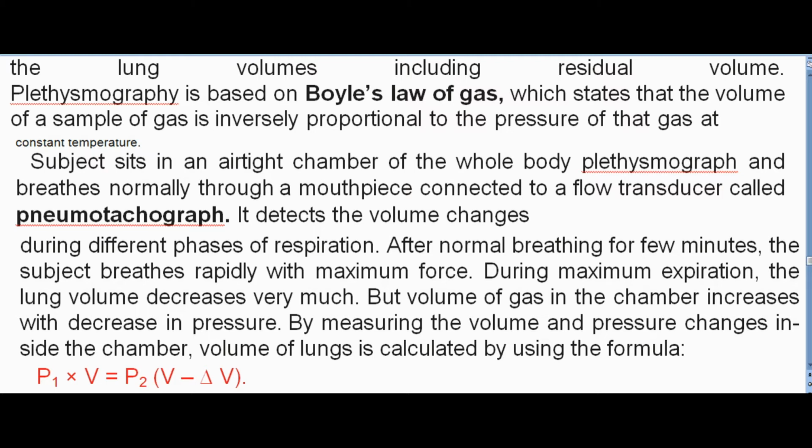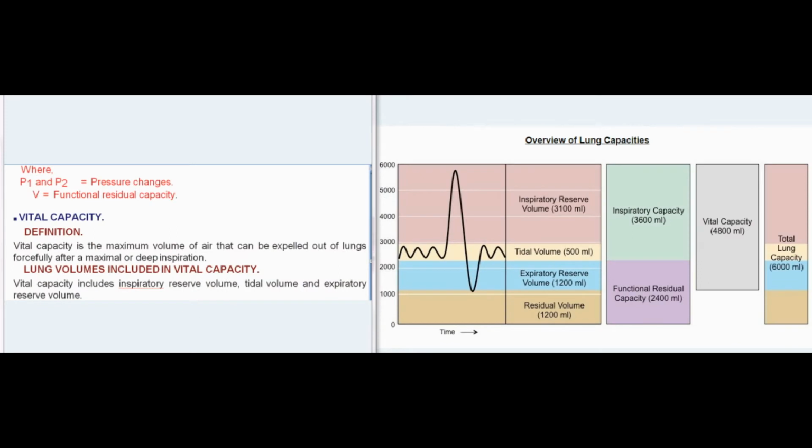By measuring the volume and pressure changes inside the chamber, volume of lungs is calculated by using the formula, P1V1 = P2V2, where P1 and P2 equal pressure changes, and V equals functional residual capacity. Vital capacity. Definition. Vital capacity is the maximum volume of air that can be expelled out of lungs forcefully after a maximal or deep inspiration.